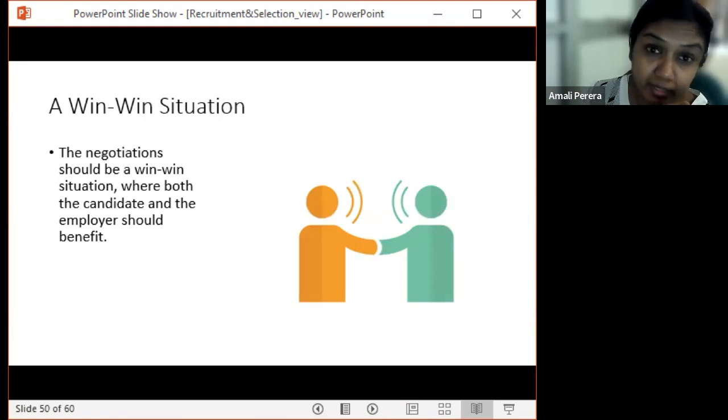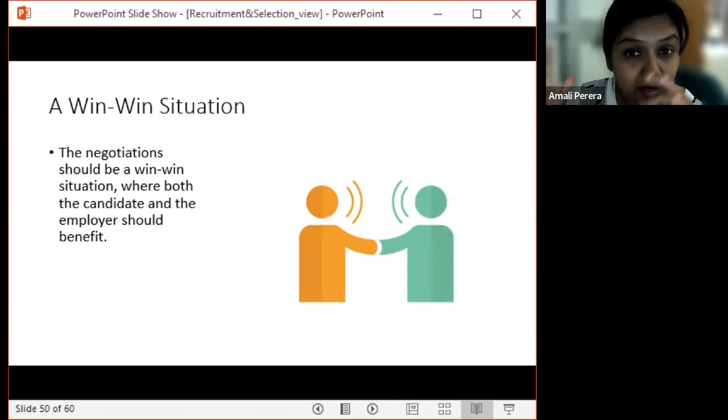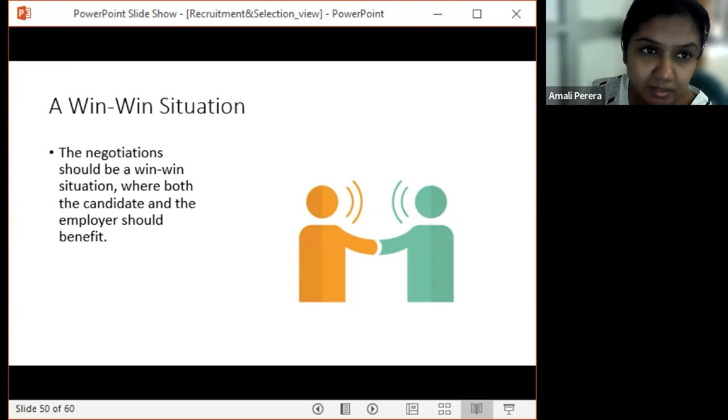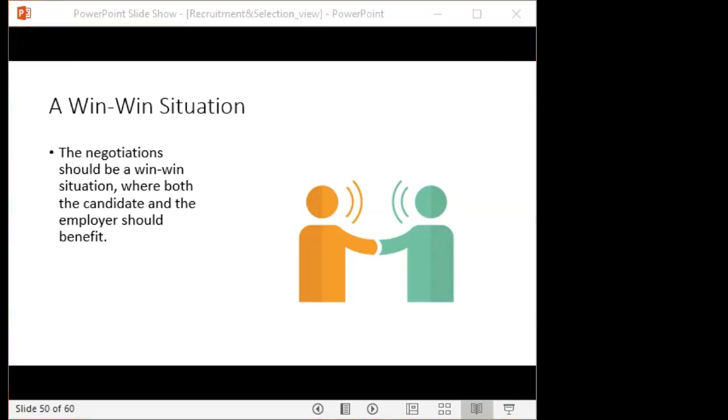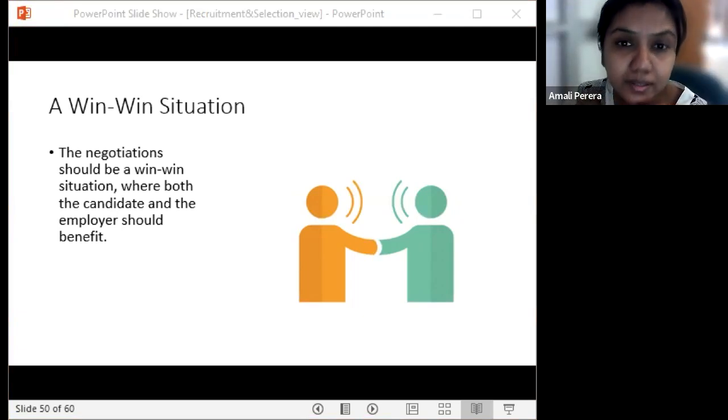It's mainly a win-win situation for both parties. If there is a huge gap between the proposed salary and the expectation, then the candidate won't get a chance. That's why it says it should be a win-win situation for both parties, which is the employer and the candidate, and both parties have to benefit. Okay, so that is the win-win situation.